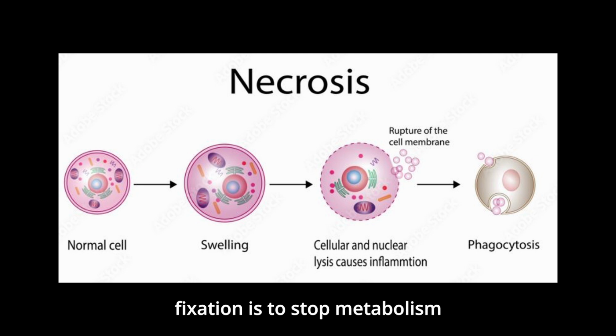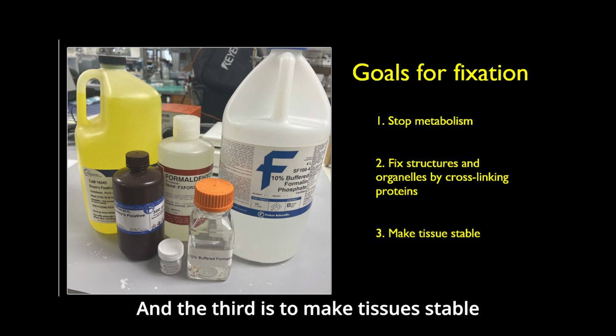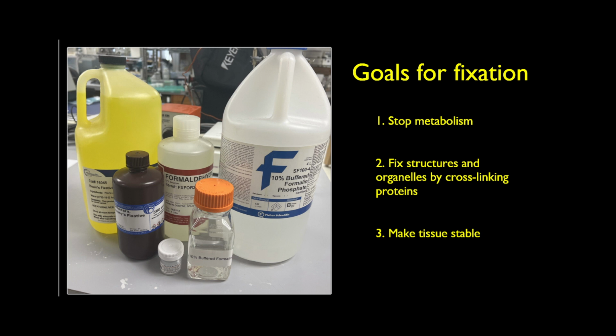So the first goal of fixation is to stop metabolism so that autolysis does not take place. The second goal is to fix structures and organelles in their correct position so that they are not altered. And the third is to make tissue stable so it is not susceptible to fungal infection or putrefaction.